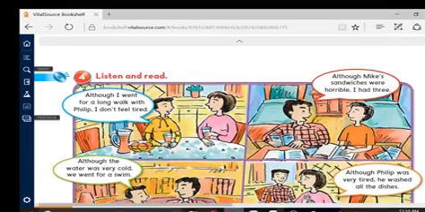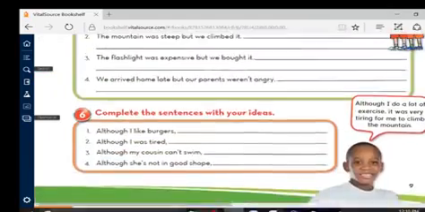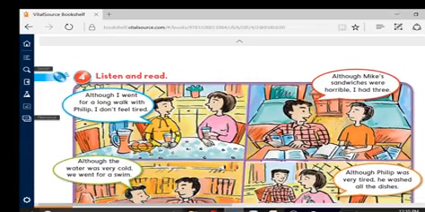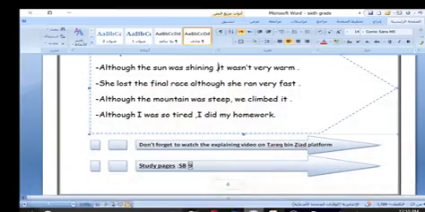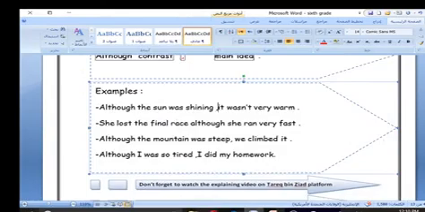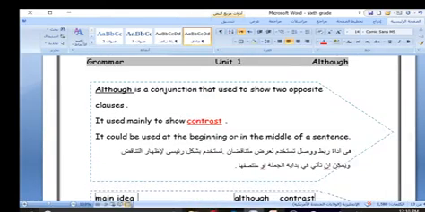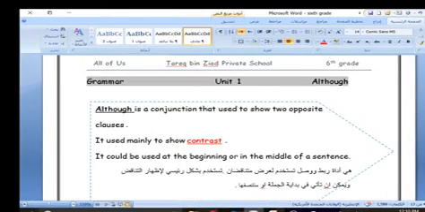This page. So open your book, page 9, okay? In this page, we are going to focus on the word although, okay? So now, let's learn it from the grammar worksheet, okay?